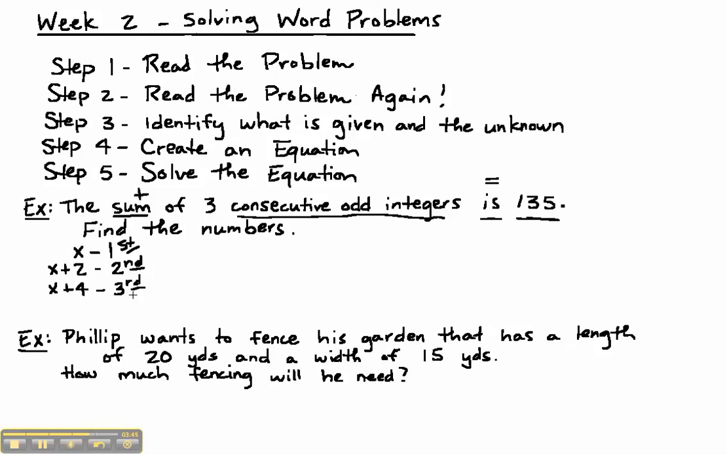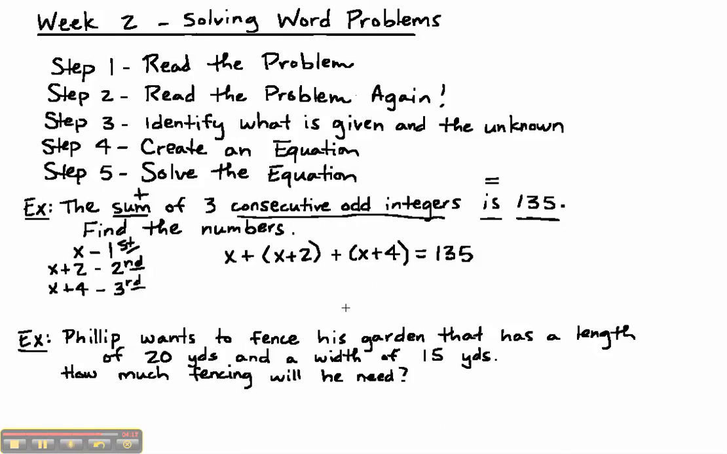So your three consecutive odd integers in terms of x are x, x plus 2, and x plus 4. And so now we're saying that the sum of these three numbers is equal to 135. So this is step four, where we are creating our equation. And so we can just add our three numbers together and set them equal to 135.